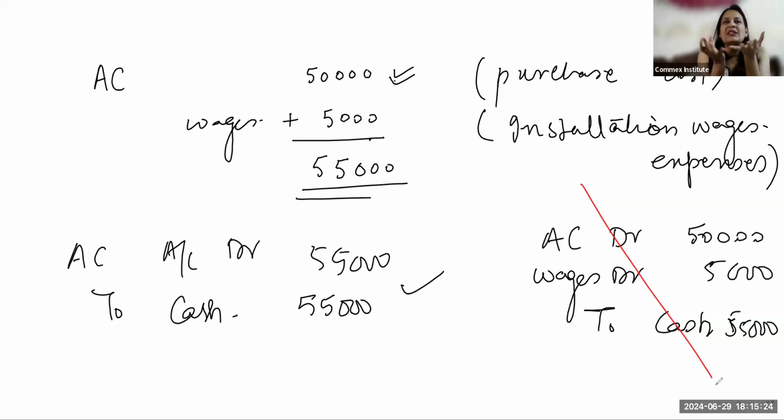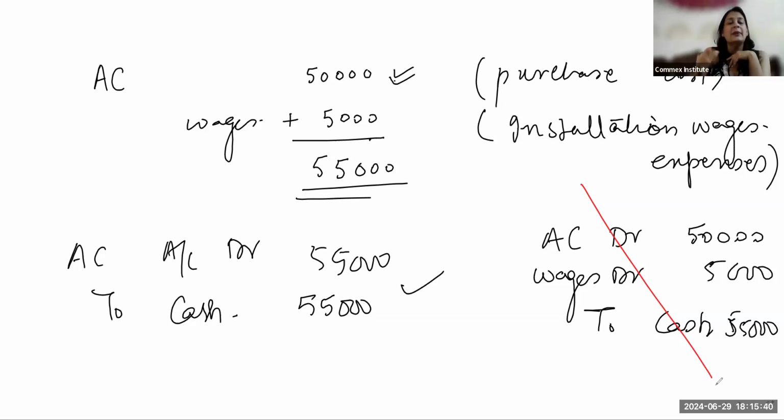So if any wages or any installation expenses are given, hearing the word wages, you will quickly put the entry wages account debit to cash. No, don't put it that way. Just keep on adding it to the cost of the AC only.